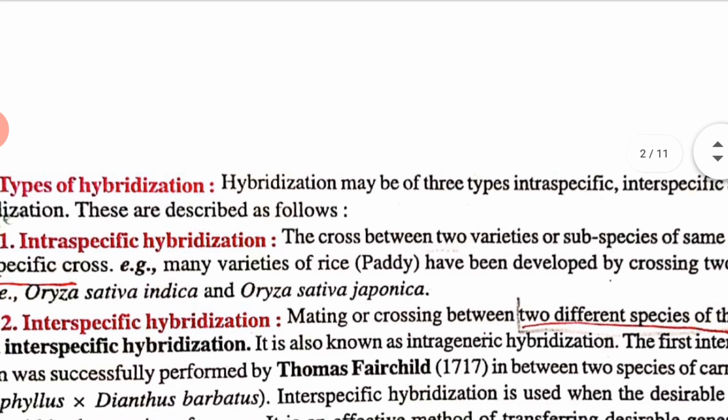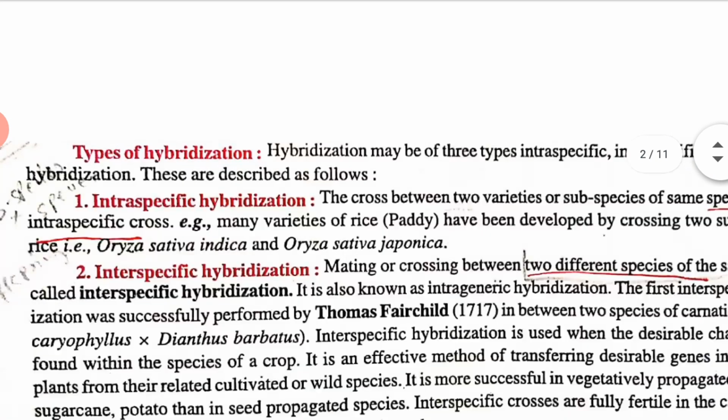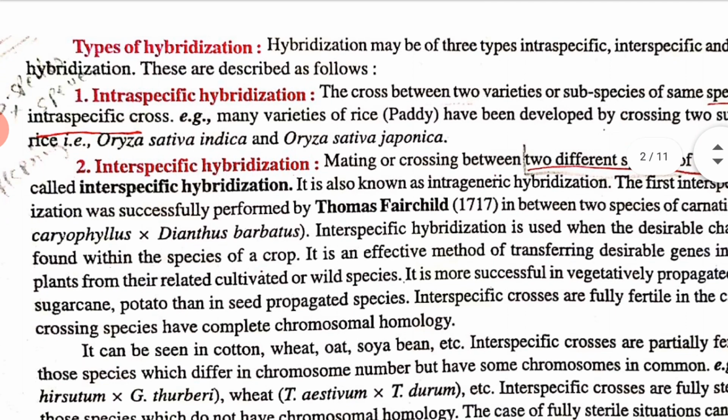Today we are going to start with types of hybridization. Hybridization is mainly of three types. First is intraspecific, second interspecific, and last is intrageneric hybridization. Let me explain intraspecific hybridization. In a very short way, you can understand that a subspecies will cross with the same species. This is called intraspecific hybridization.